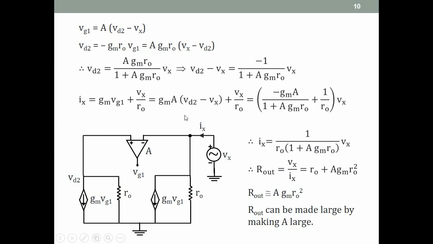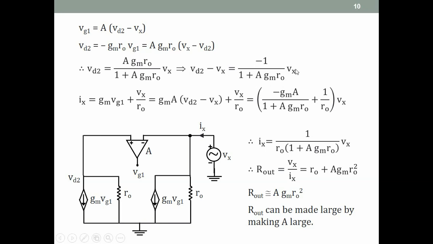And then, well, of course, we want to find Ix. And Ix is equal to gm VG1 plus Vx by ro. Vx by ro is known. So we need to find gm VG1. We need to find VG1. So VG1 is how much? A into VD2 minus Vx. So we found VD2, so we find VD2 minus Vx as this minus Vx, which turns out to be minus 1 by 1 plus A gm ro into Vx.